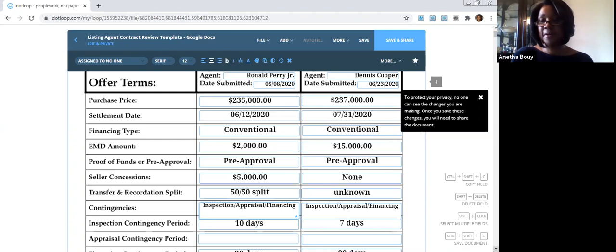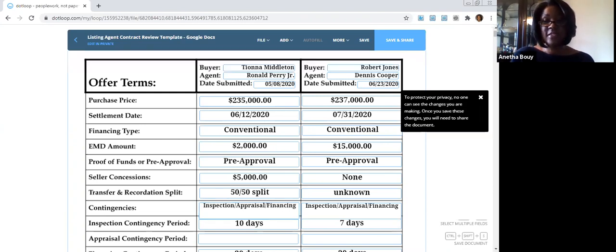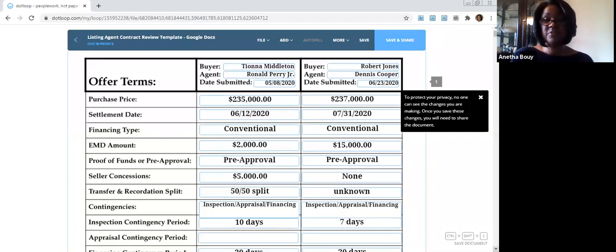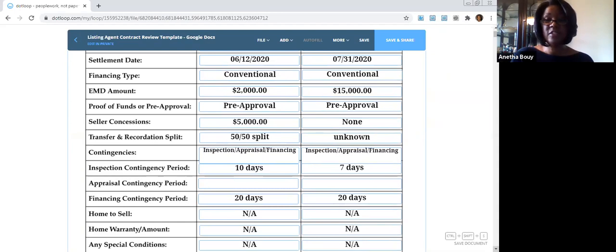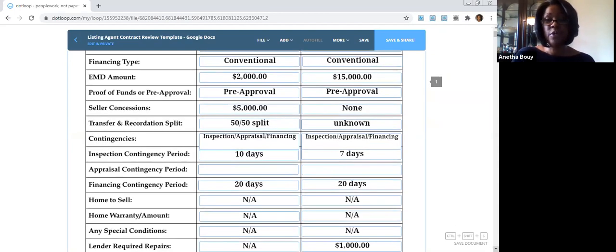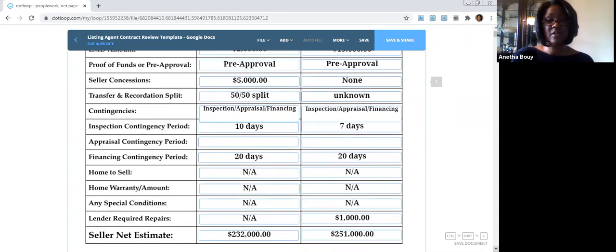And then, let's see, they said that they'll have their inspection within 10 days of a ratified contract. They said that they'll have their financing secure within 20 days. There is no home to be sold. They did not identify a home to be sold. They're not asking for a home warranty. There's no special conditions, and they're not asking for any lender repairs.